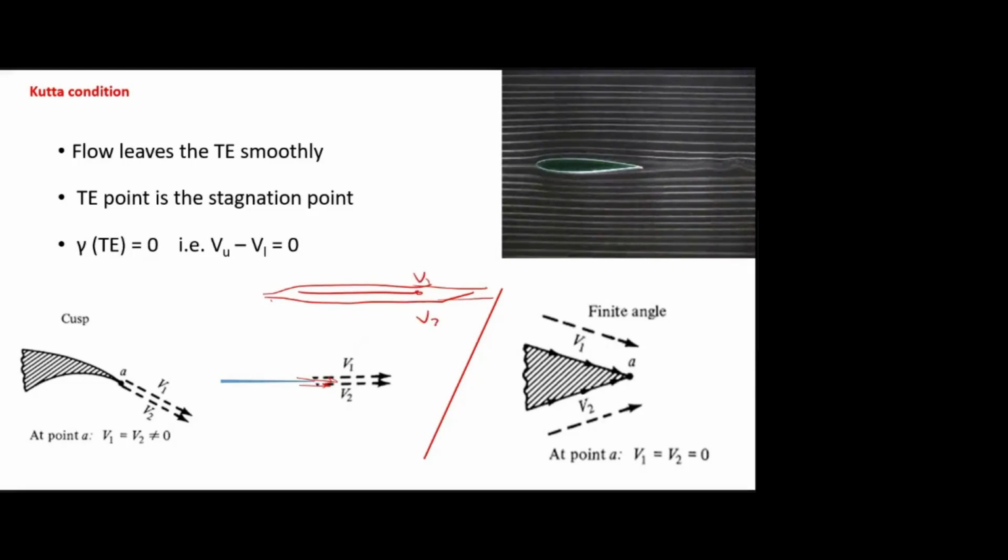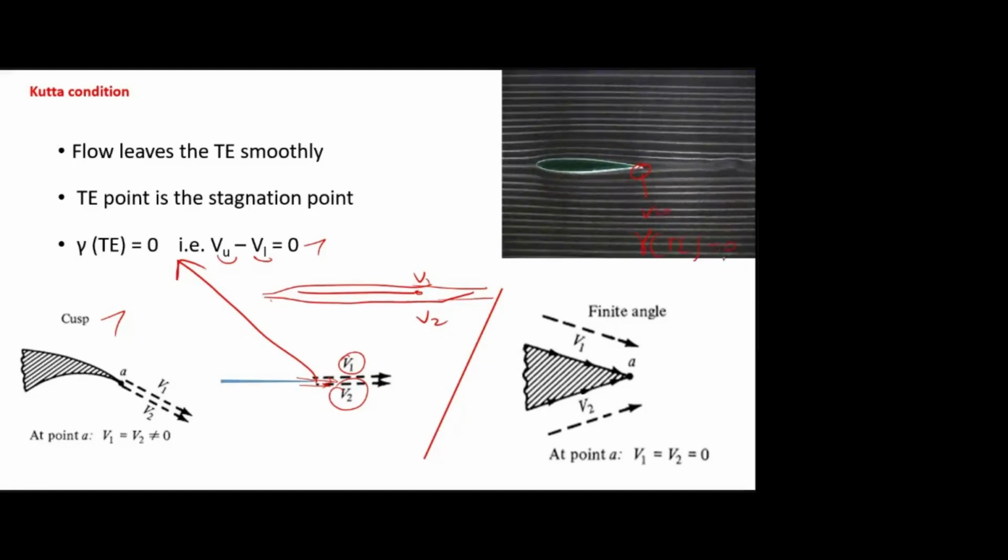So this is a special case. Velocity will be equal on both sides, and here also the third condition will be applicable because both velocities are equal. So VU minus VL will be 0. Okay, this is a special case. So three statements. First, flow leaves the trailing edge smoothly, but again this is with a lot of assumptions. Once the flow leaves the trailing edge smoothly, that means this point is a stagnation point. And if it is a stagnation point, that means velocity is 0, which means the strength also will be 0.